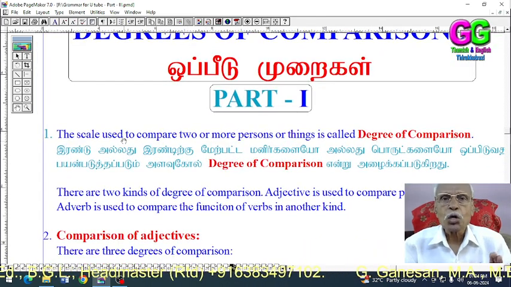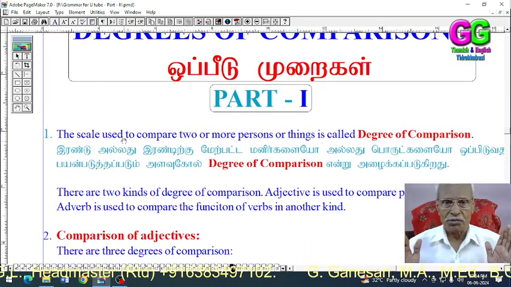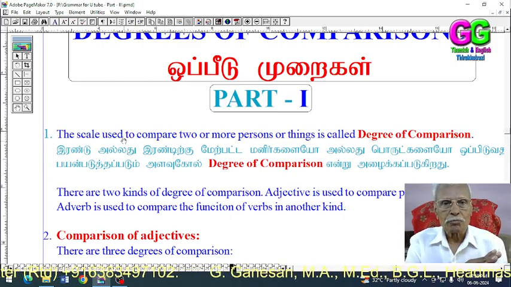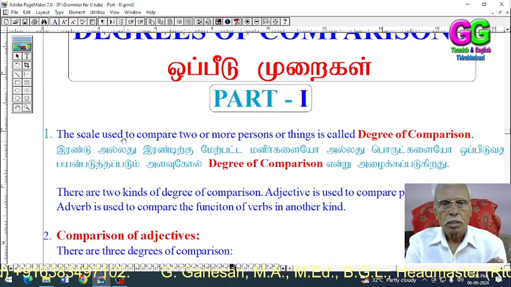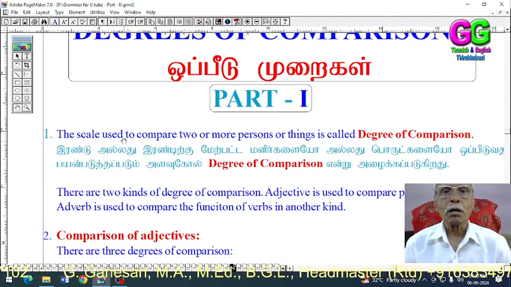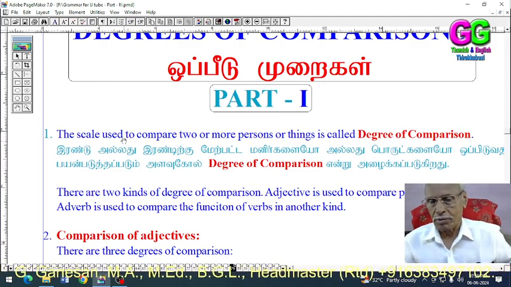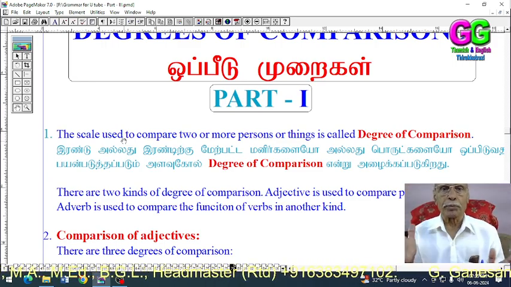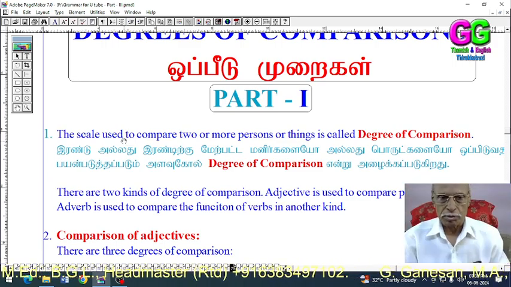What is comparison? What is a degree of comparison? The scale used to compare people and things is called degree of comparison. The scale used to compare things or people is called degree of comparison.